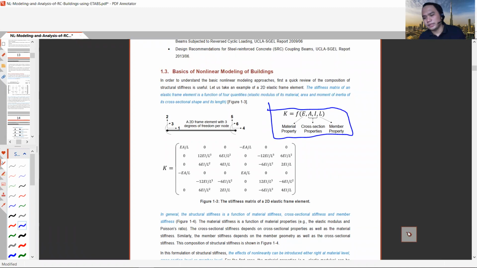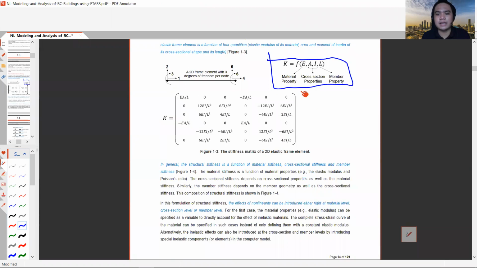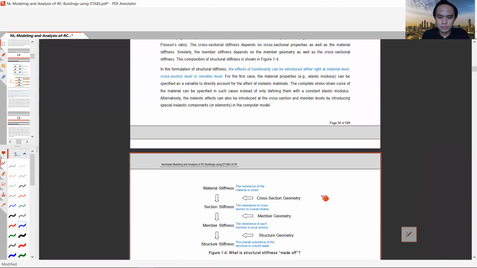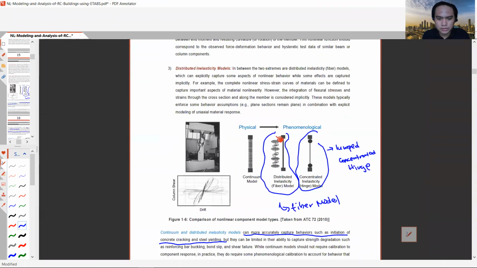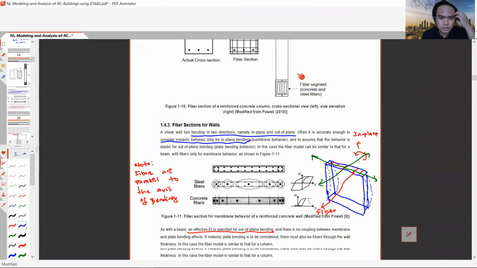For material property, the material level, they are dealing with E. For the cross-sectional level it is A and I. And for the member level it is the length. So we have the member level, cross-sectional level, and material level. So we go back to the hinge modeling.